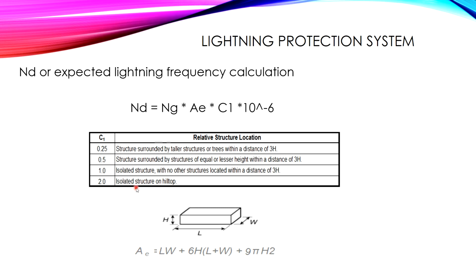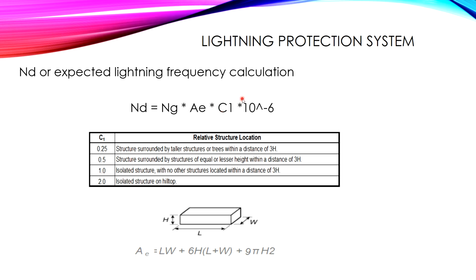Okay, however here we have our isolated structure on a hilltop, isolated, nothing around it. So what does this mean? This means that it will have a very high probability that it will be hit by a lightning strike. You can see that there are values between them. If our structure is surrounded by structures of equal or lesser height within a distance of 3h, then we'll use 0.5. If it is isolated with no structures located within a distance of 3h, then we'll use 1. So according to your own building and its location, you can select each of these values.